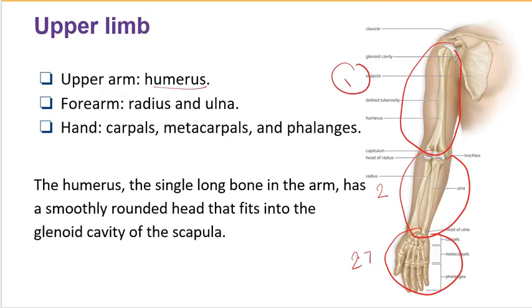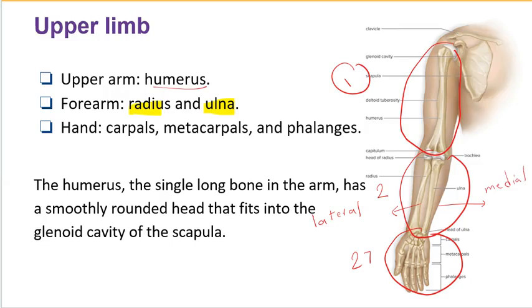Then in the forearm, we have these two bones, radius and ulna. The lateral bone in the forearm is called the radius, and the medial bone in the forearm is called the ulna. Both are long bones.